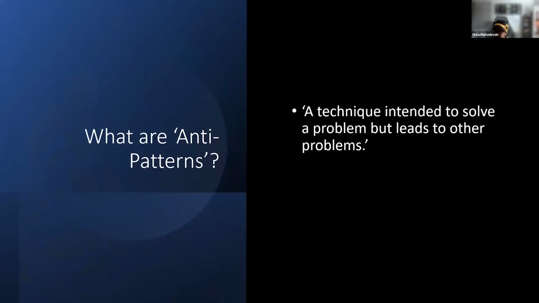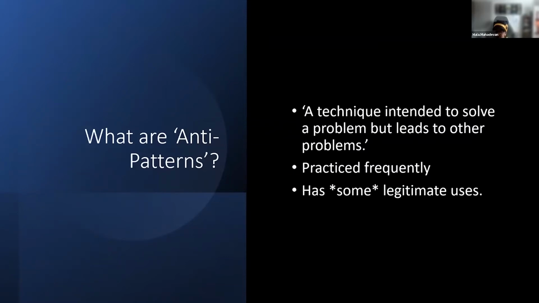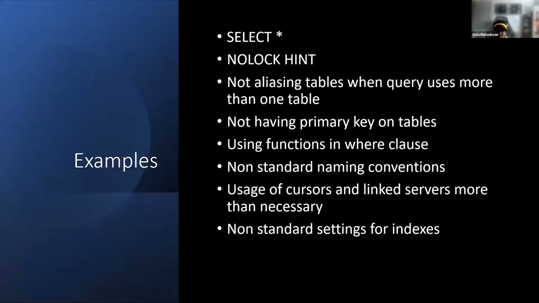So let's start first with what anti-patterns are. Anti-patterns are essentially a technique that's intended to solve something. It is created for a specific reason, but eventually it leads to other problems. It's practiced really frequently, and it has some legitimate uses. So what we call anti-patterns has to fit these rules that we see here. And some examples are what I have outlined here, like select star is a very common example. The nolock hint is another. There are several that I have listed here.